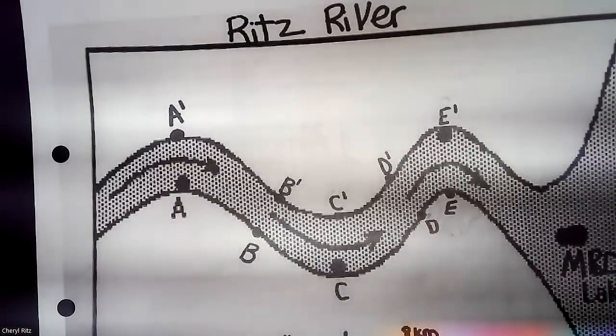What's happening at C to C prime? Across from each other. Okay, we've established they're all across from each other. It's a curve, but C is the outside of it. So C is the outside of the curve this time. So what does that mean about C? It's gonna be the deepest. C is going to be deeper.